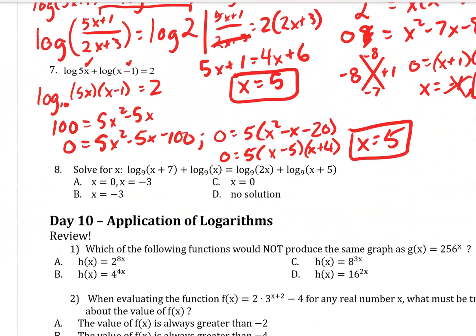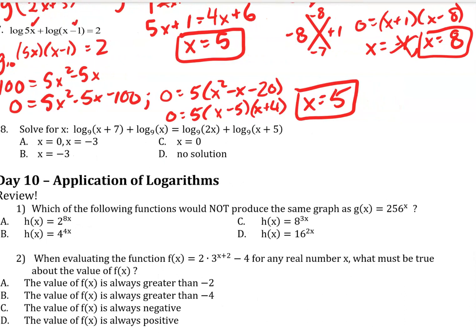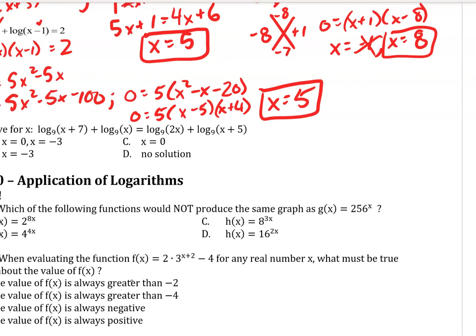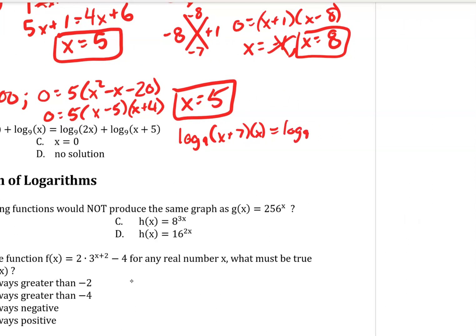For problem number 8, woo, that looks like a long one. Let's break it down. So log base 9 plus log base 9 equals log base 9 plus log base 9. So that means that on the left, log base 9 of x plus 7 times x equals, on the right, log base 9 of 2x times x plus 5. Now these are both log base 9. That means if they're going to be equal, the stuff inside on the left has to be equal to the stuff inside on the right.